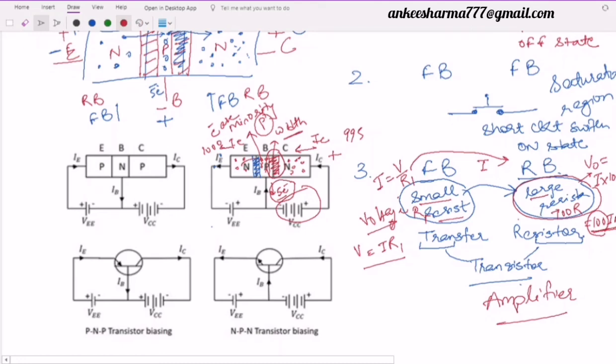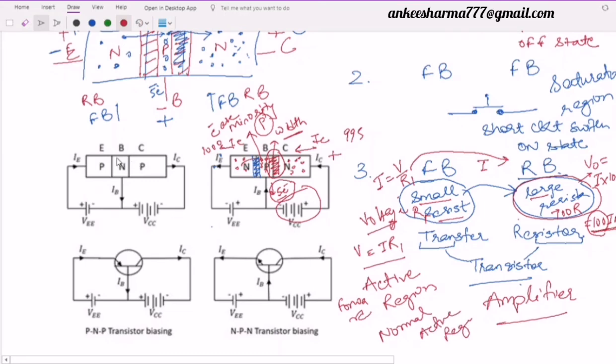So this is just a brief idea of your third type of biasing, that is, the input junction is forward and the output is reverse biased. And sometimes we also call this the active region, sometimes the forward active region or the normal active region. So these are the different names given to this.